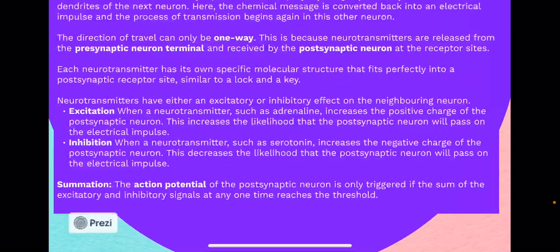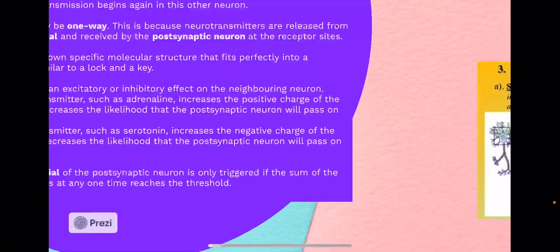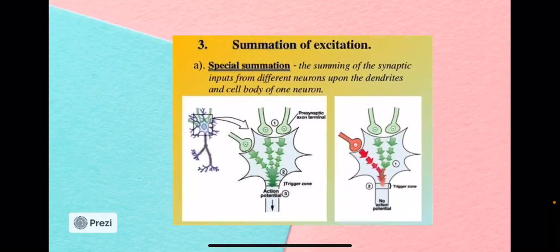Inhibition. This is when a neurotransmitter such as serotonin increases the negative charge of the postsynaptic neuron. This decreases the likelihood that the postsynaptic neuron will pass on the electrical impulse. Summation. The action potential of the postsynaptic neuron is only triggered if the sum of the excitatory and inhibitory signals at any one time reaches the threshold. So summation is a little bit more complicated. I've got a diagram that might help.